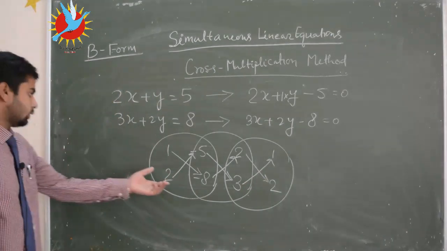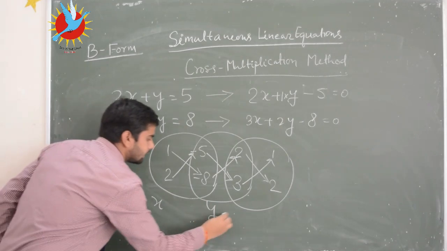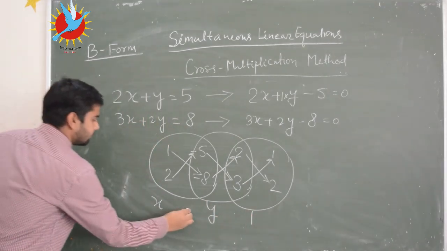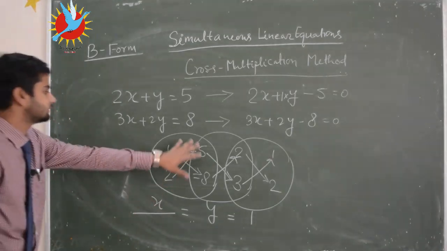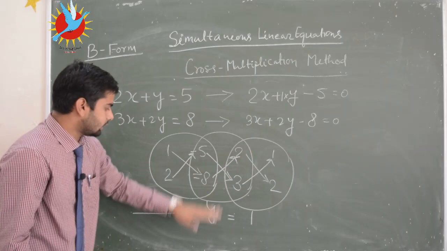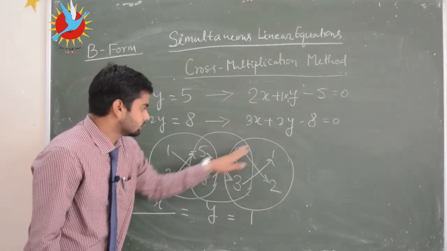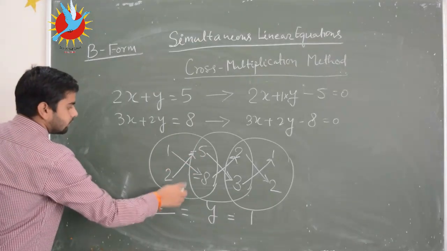Write the product of the first pair under x. So we will write x, y and 1 next, and we take an equal sign here. Take the product of the first pair under x, the product of the second pair under y, and the product of the third pair under 1.